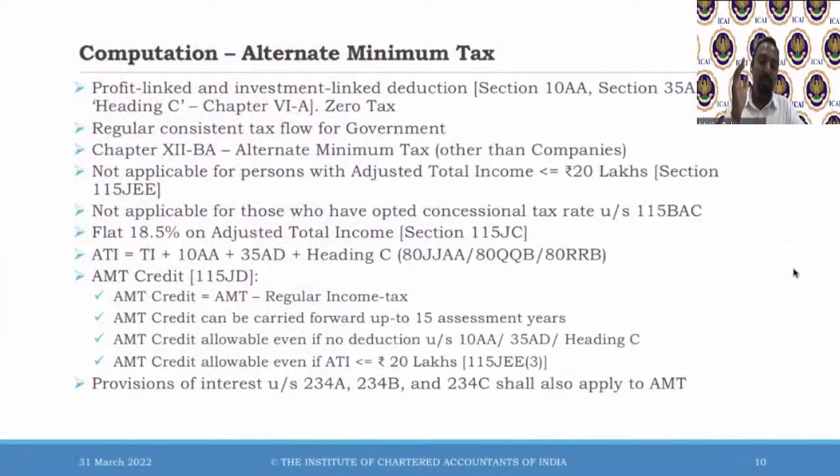So now we have understood the regular rate. We have understood the 115BAC rate. Finally, we will understand the last concept called alternate minimum tax. This is called a concessional rate. This is an alternate tax where the government says you must at least pay this tax amount. You must at least pay this tax amount. So what is its purpose?